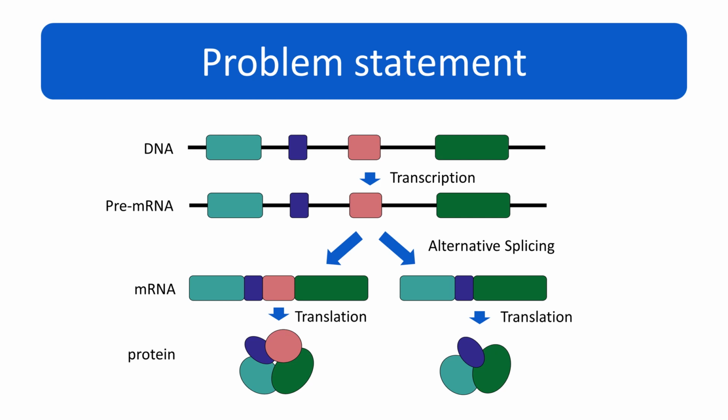This alternative splicing mechanism is really cell type specific and is in fact one of the mechanisms that are used to do cell type differentiation. Because of this cell type specific characteristic, we use single cell data to be able to research alternative splicing at the resolution of single cells.